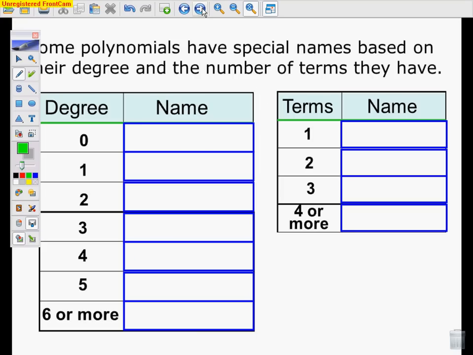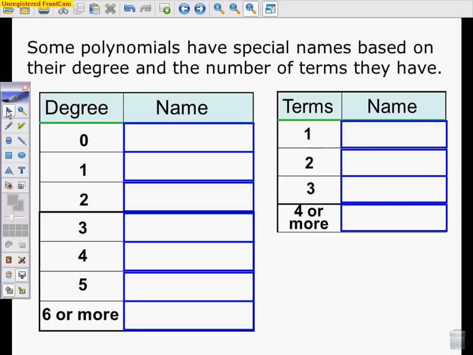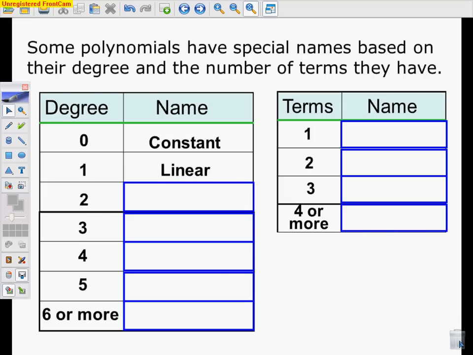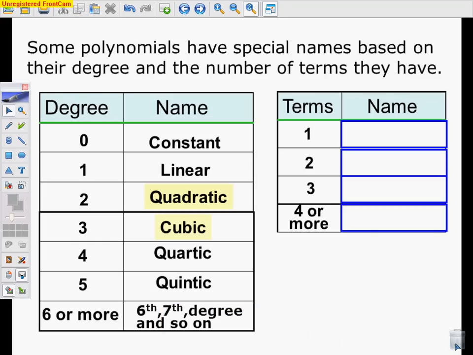Great. Now, let's move this down so you can see there. Some polynomials have special names based on their degree and the number of terms they have. So if you have a degree of 0, like we talked about before, a degree of 0 is called a constant. A degree of 1 is called linear. Degree of 2 is quadratic. Degree of 3 is called a cubic. Degree of 4 is a quartic. Degree of 5 is quintic. And then if it's 6 or more, we just call them by the number. Sixth degree, seventh degree, and so on and so forth.